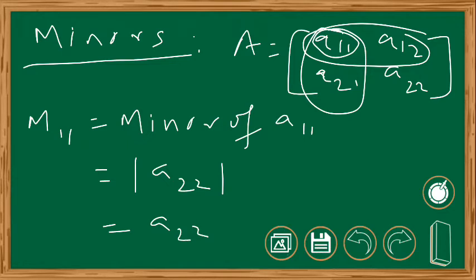So that is minor of any element is determined by removing the row and column containing that element and finding the determinant of the remaining element. I think it is clear to you. So let me save this page.